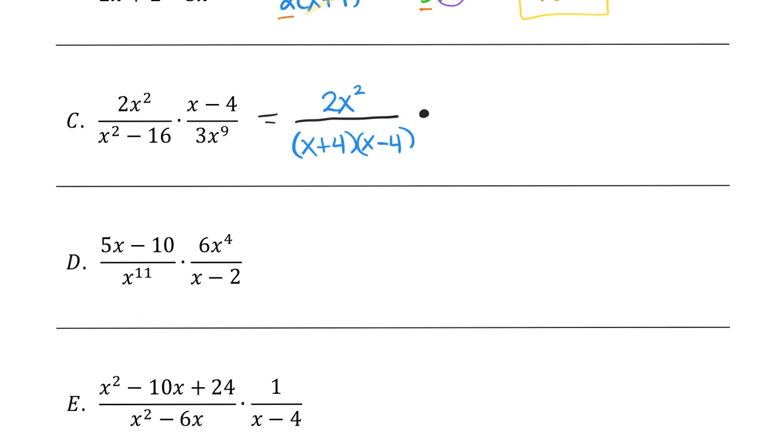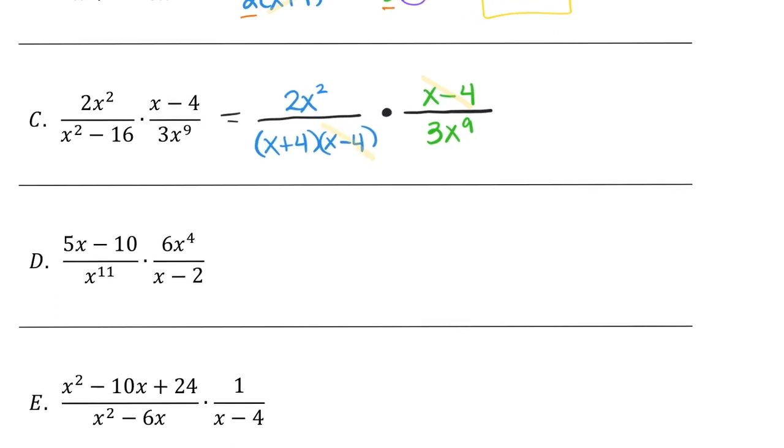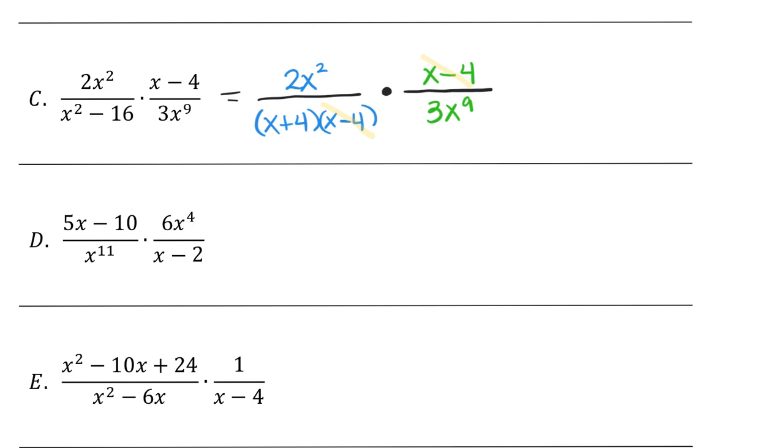Okay, let me bring over the next fraction. On the top, I have x minus 4. There's no number. There's no squared, so I'm going to leave it alone. And the 3x to the 9th is a monomial, so I'll leave that alone. Top to bottom, cancel, cancel. Is anything else? Okay, the x's are going to cancel. So I have x to the second at the top and x to the 9th at the bottom.